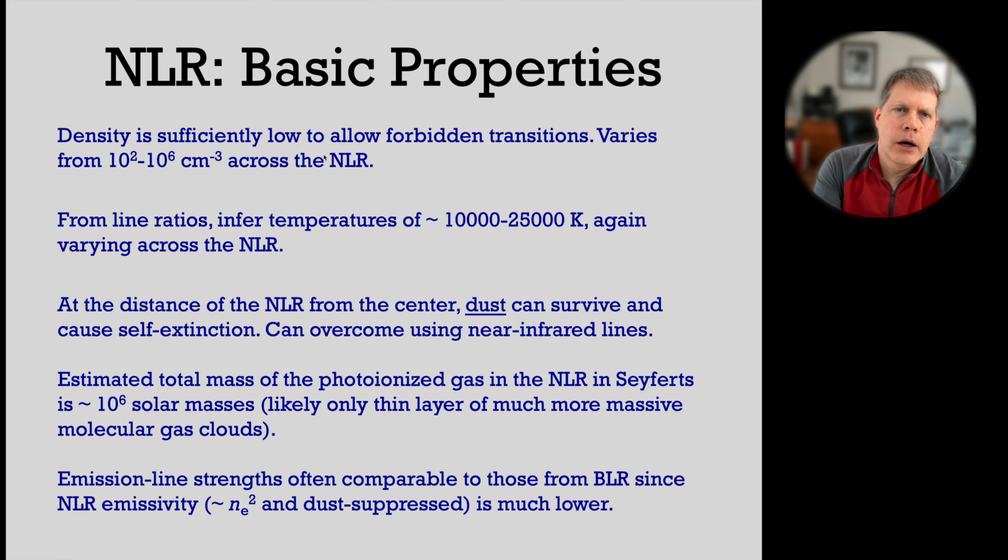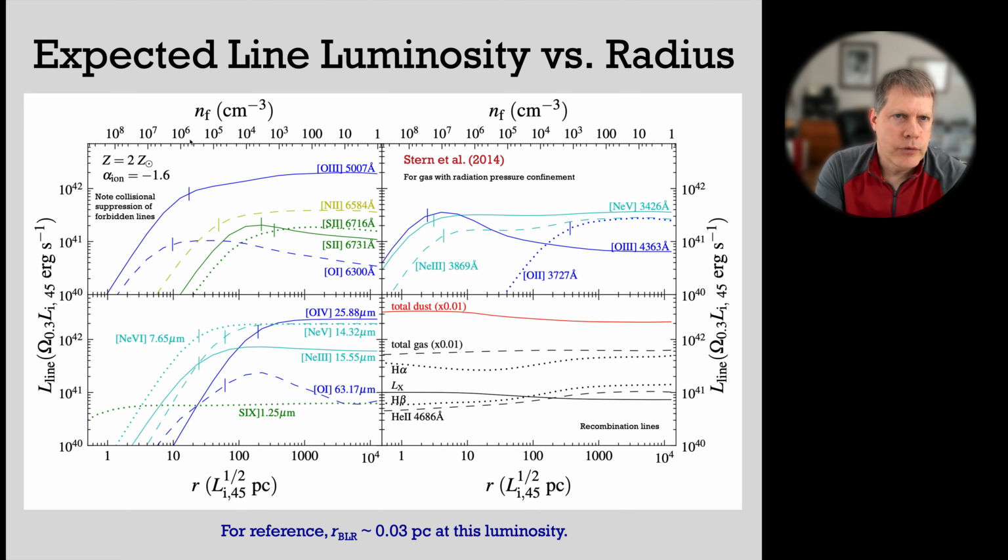But the point I want to highlight now is that, again, the density has to be quite low to allow these forbidden transitions. In fact, the density is labeled up here in particles per cubic centimeter. And for each one of these curves, there is this little vertical hatch running along it. And that is the critical density for one of these lines. Essentially, for densities above that critical density, you can see the luminosity from that particular line drops off rapidly here, here, here, and so on. And of course, that's due to collisional suppression of the forbidden lines when the density gets too high.